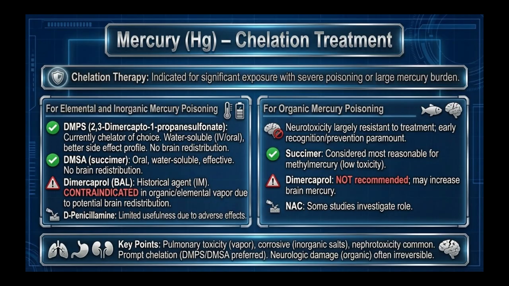Regarding N-acetylcysteine, some studies have investigated its role in mercury detoxification. Animal research shows that it can significantly increase methylmercury excretion in urine and mobilize mercury from tissues, including the brain. However, its efficacy in treating chronic methylmercury poisoning in humans has not yet been established.